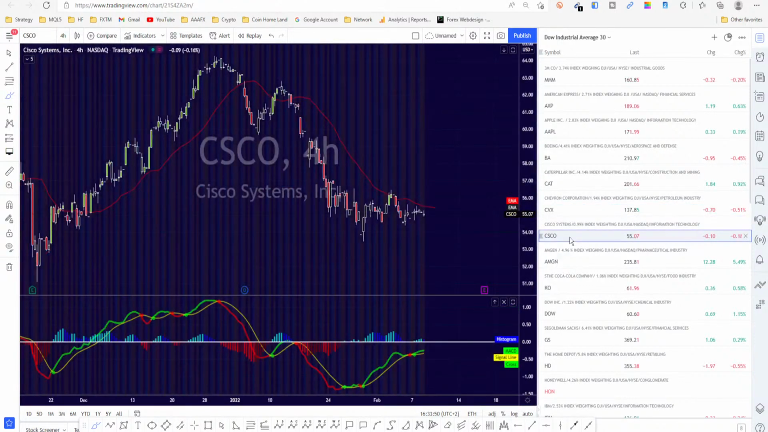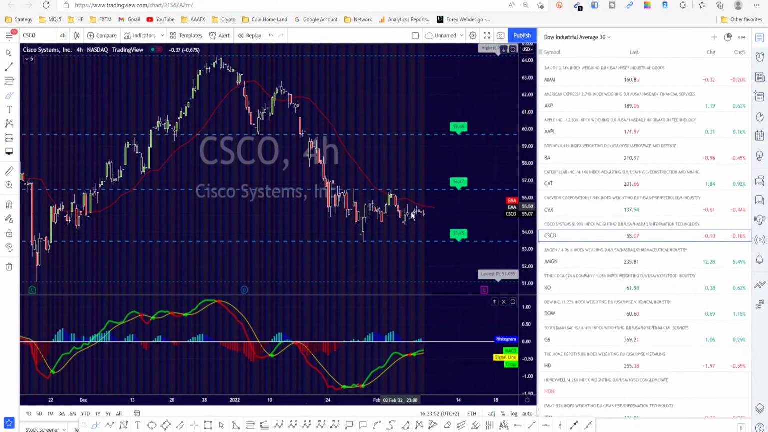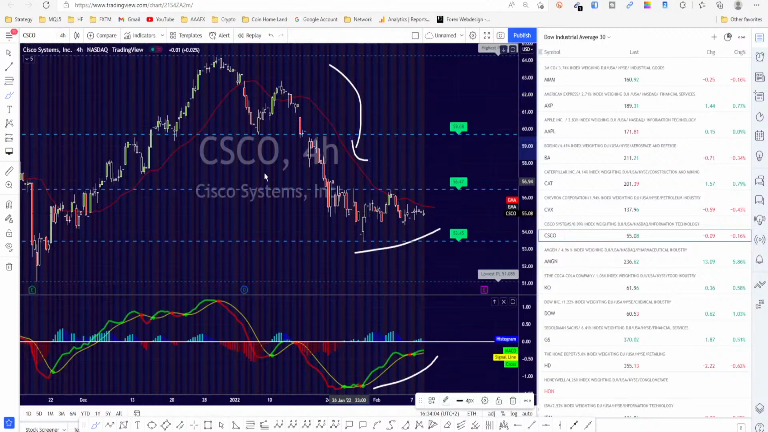Cisco right here has been very slow. The MACD looks bullish. That's the good thing about it. Right here, look at the MACD, it started going up, which is good. The MACD is going up right here, but it still remains below the trend line right here. So I would like to see this break above the zero here, and this break above the red moving average right here, and we are good to go to 59. But so far it's still a little bit slow.